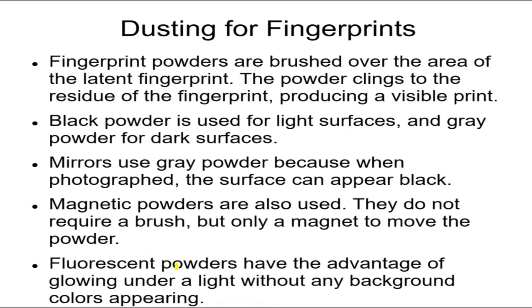In addition, they don't just use ordinary powders. Again, more modern methods. These powders are fluorescent, so when they put them under a certain light, let's say a UV light, they will glow. So they show up very well if they are actually fingerprints. So ordinary powder is brushed over it. The more modern method uses magnetic powder, so you don't have to use a physical brush. And the powders can be fluorescent, so that when they glow, the fingerprint will be very clear.